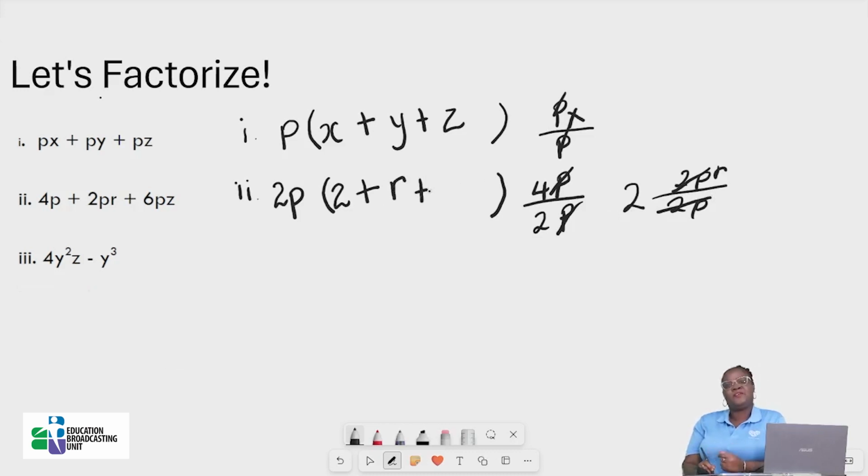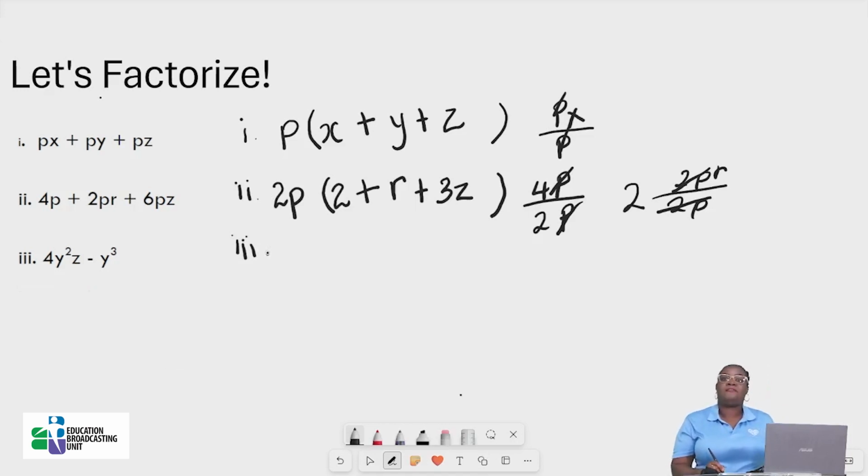And we can follow that for the 6. So we know that 2p into 6pz would be 3z, because our 2p will cancel out, our p's will cancel out, and 6 divided by 2 gives us 3. So we end up with 3z. Another factorization is completed. So let us now factorize expression 3.